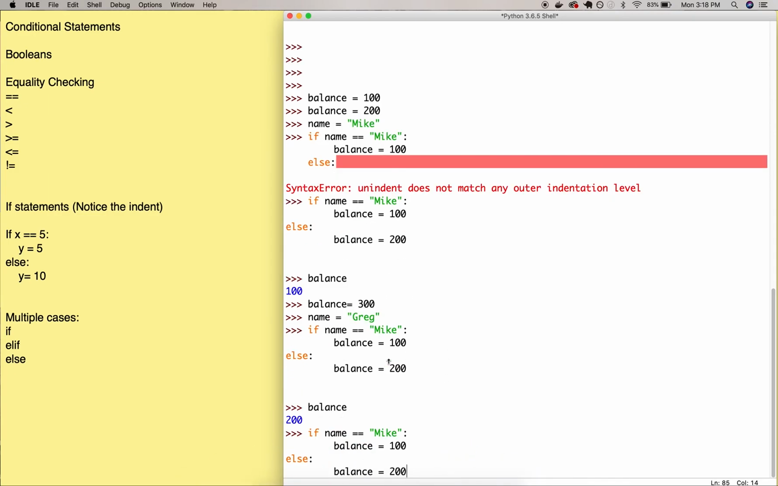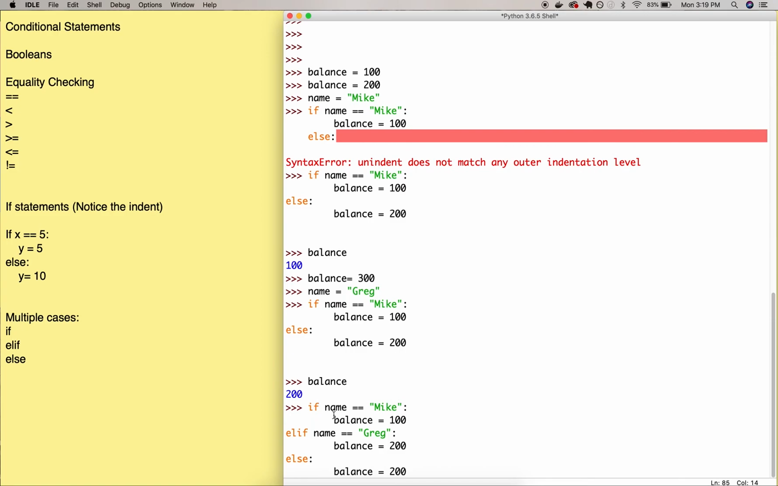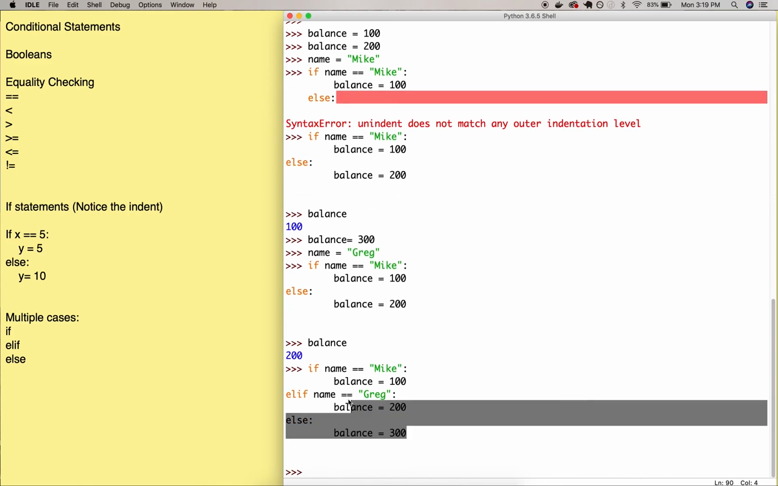So what my statement becomes is: if my name is equal to Mike, my balance is $100. Else if, and then I have to specify a condition, if my name is equal to Greg, then my balance is going to be $200. So if the name is equal to Mike, if the name is equal to Greg, and then else, meaning all other cases, if the first two did not meet any criteria, then I'm dealing with Bill, so then my balance is going to be $300. So let's try this out.